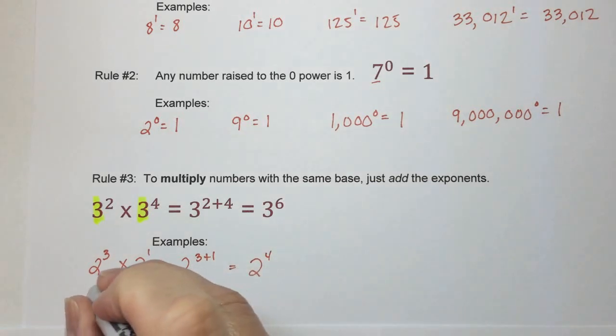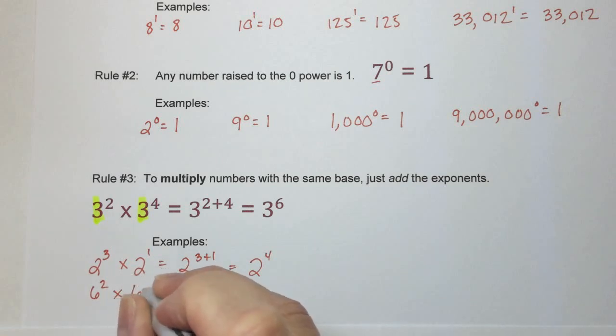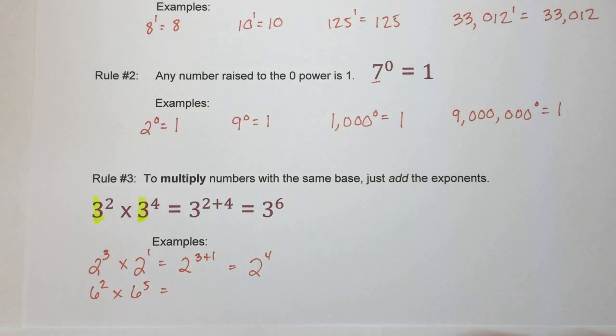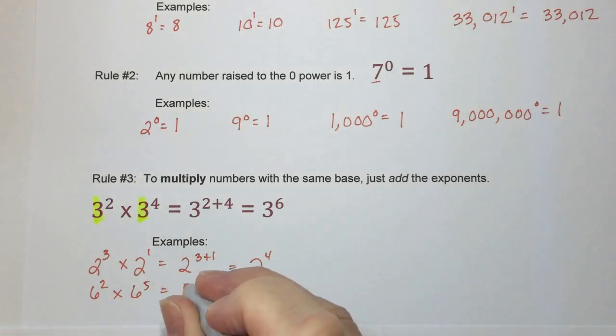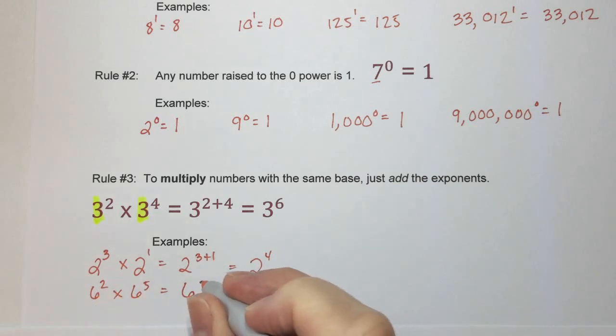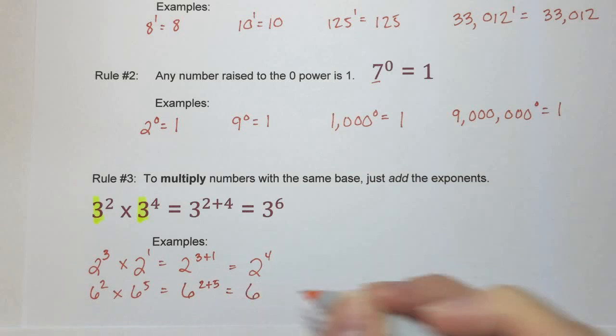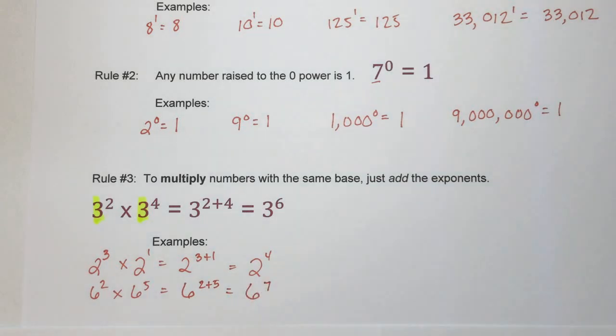How about 6 to the power of 2 times 6 to the power of 5? Well, the bases match. That makes it a little easier for us. You keep the base as a 6, and then you're going to add the exponents. 2 plus 5 would be 6 to the power of 7.